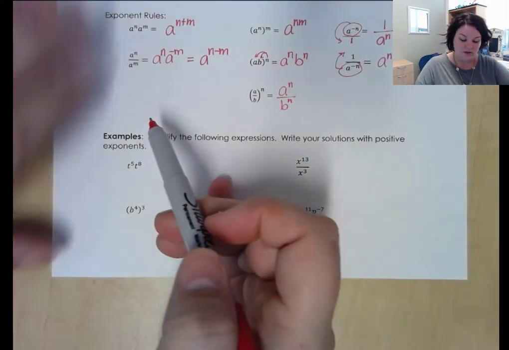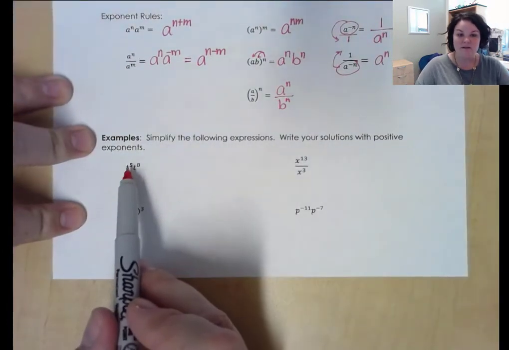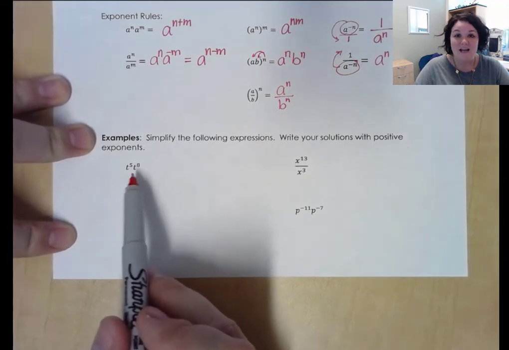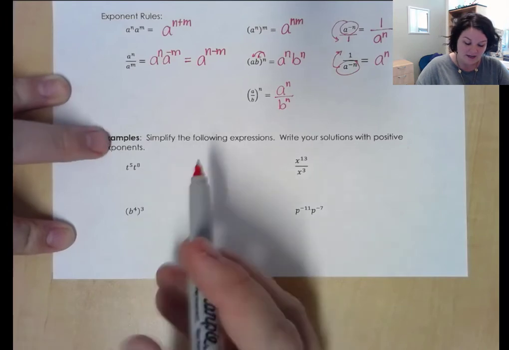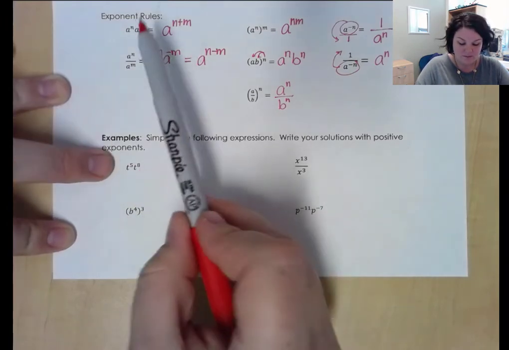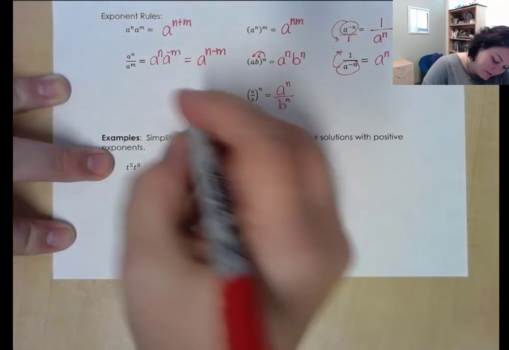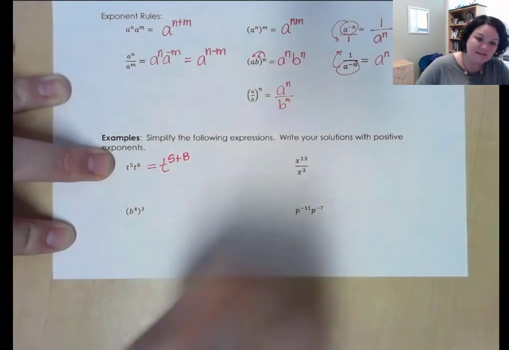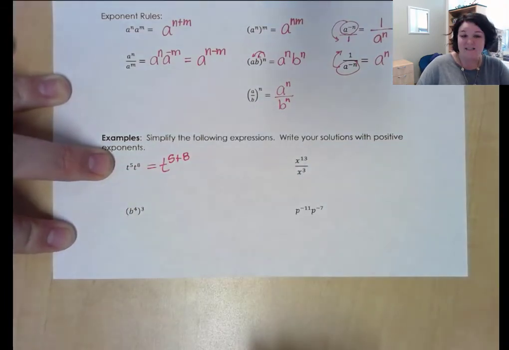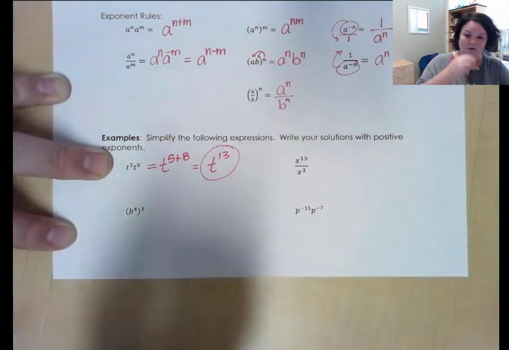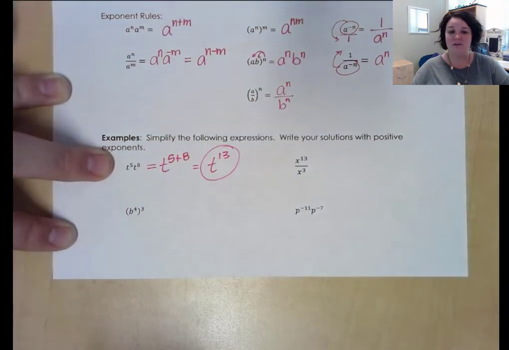So this first one, notice I have t to the 5th times t to the 8th power. So same bases. So when I have the same bases being multiplied together, I can do what with their exponents? Well, according to this first property, I can add them, right? So this gives me t to the 5th plus 8, right? And 5 plus 8 is 13. So this gives me t to the 13 power. Okay, so far so good.